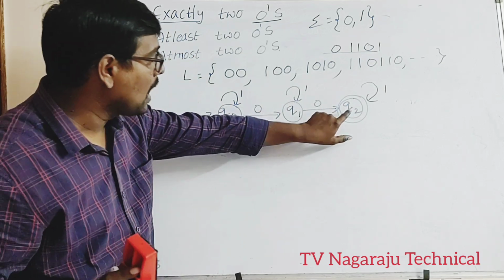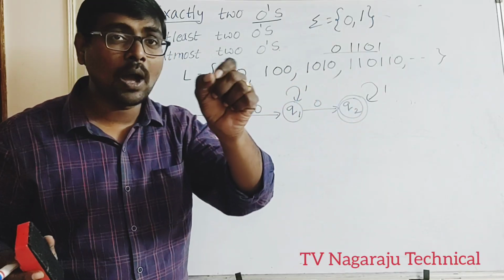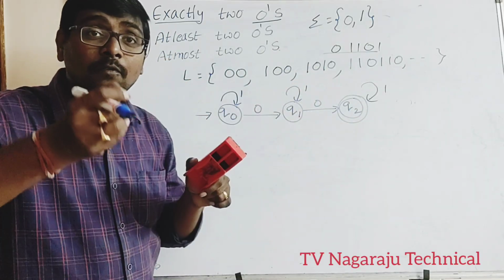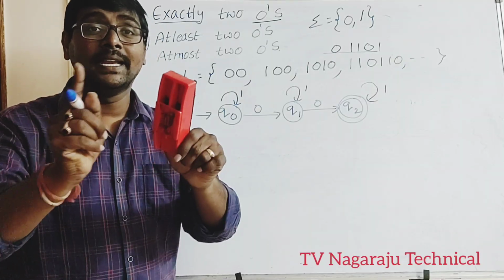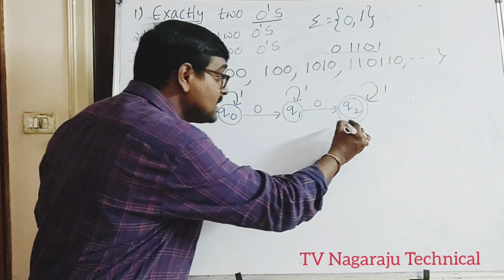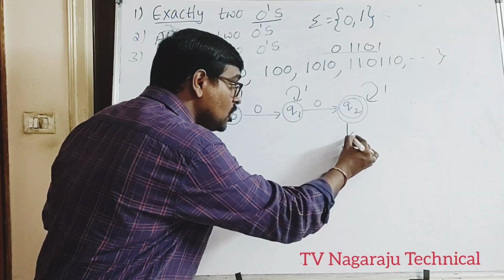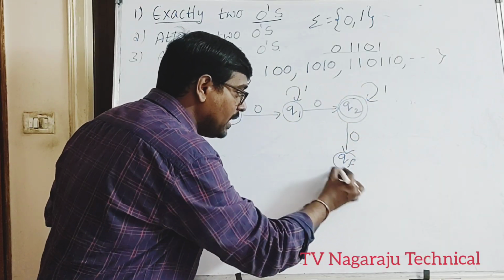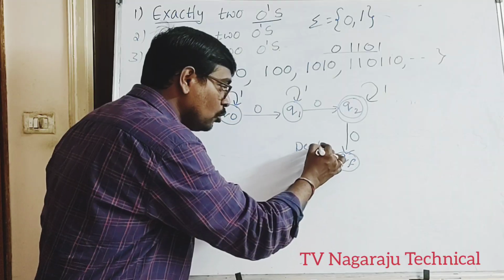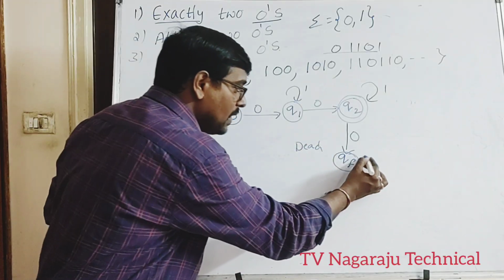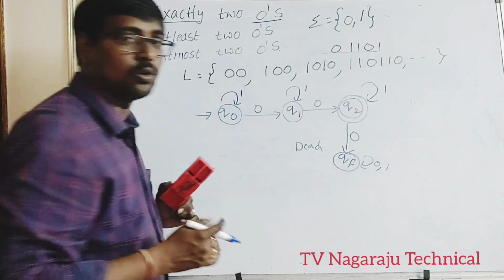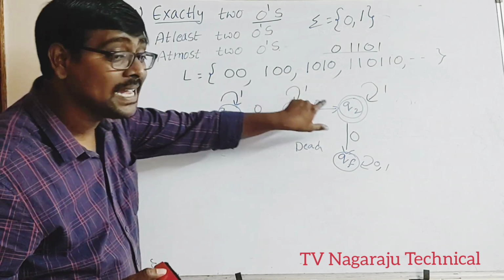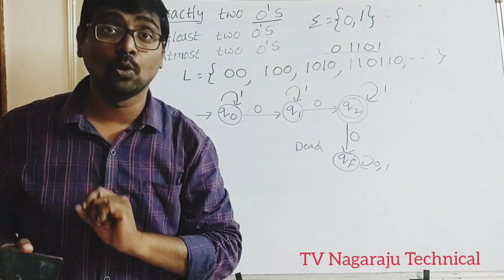Here the thing is, on Q2, if 0 appears, what happens? Already two zeros are completed. Again, if 0 appears, it is not allowed. That is the reason whenever a 0 appears at the last state, I am moving to a dead state. Assume here QF is a dead state. Anyway, for this the transitions are 0, 1. Now you understand? This is the DFA that accepts exactly two zeros.